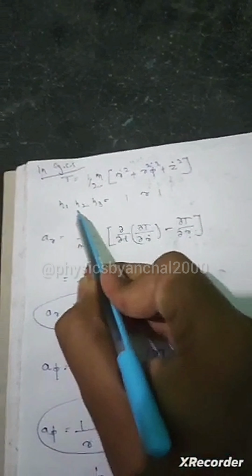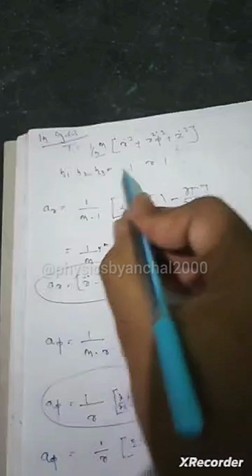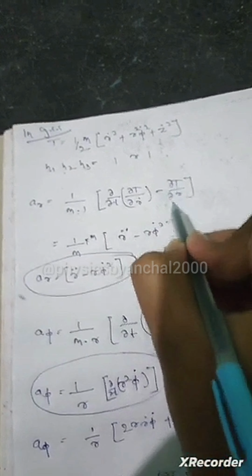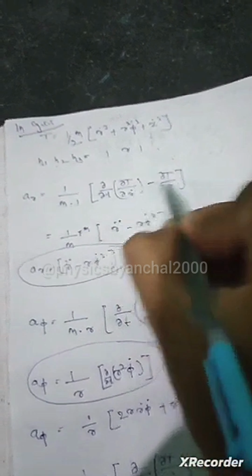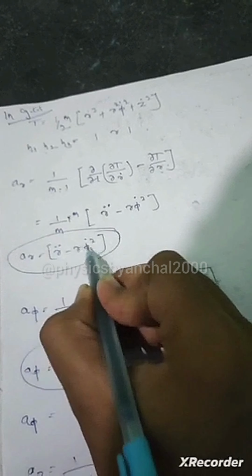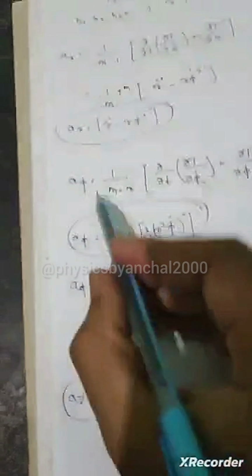In the cylindrical coordinate system, we know the kinetic energy T is equal to that much, and h1, h2 and h3 are 1, r, 1. And what is the radial component? The radial component a_r is equal to 1 by m into h1. h1 is 1, into d by dt of dT by d r dot minus dT by d r. Differentiating with respect to r dot and r, what will I get? I will get a_r is equal to r double dot minus r theta dot square. You just differentiate and see.